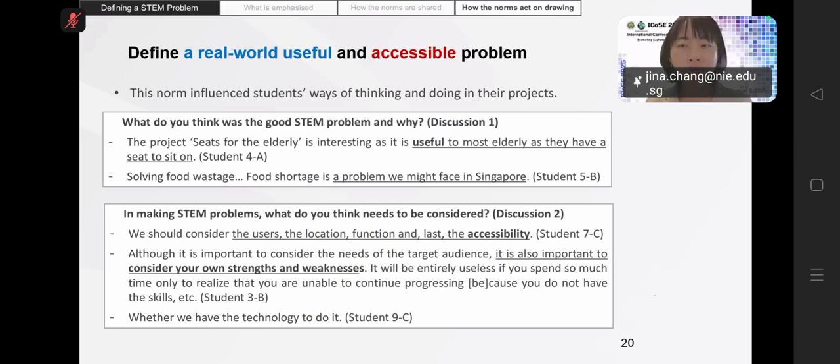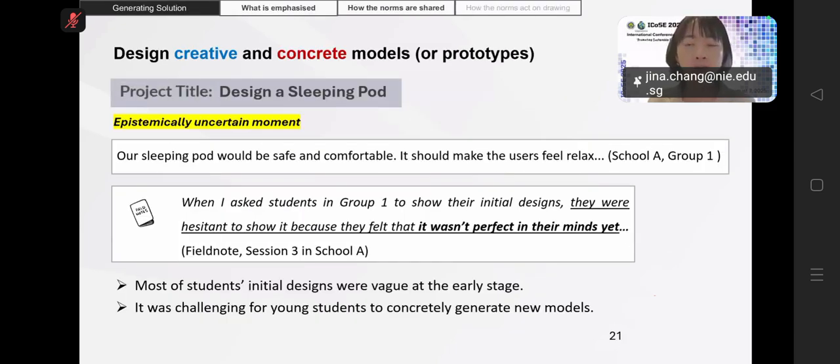Move on to the next phase of the STEM project. When students generate the idea, and concrete model.